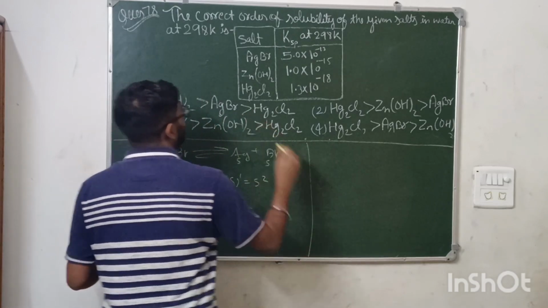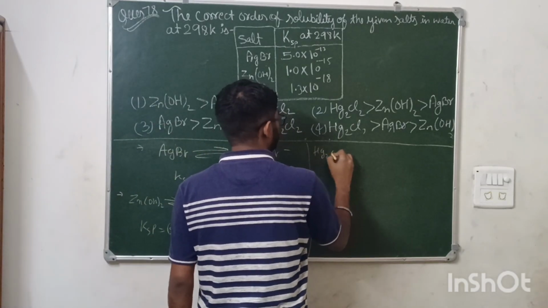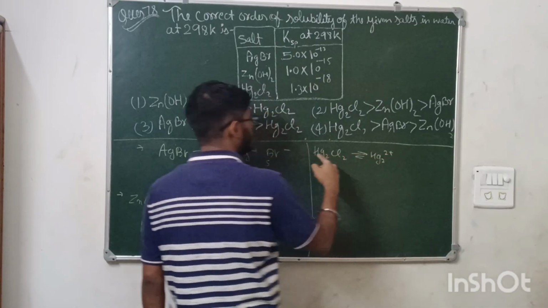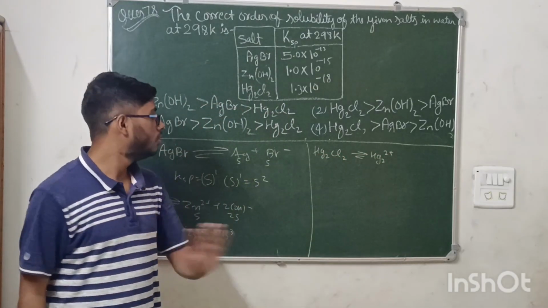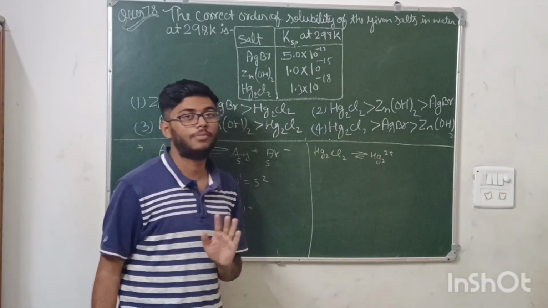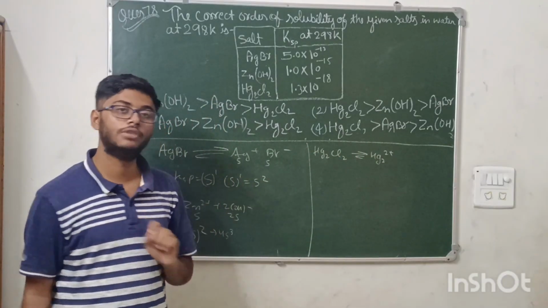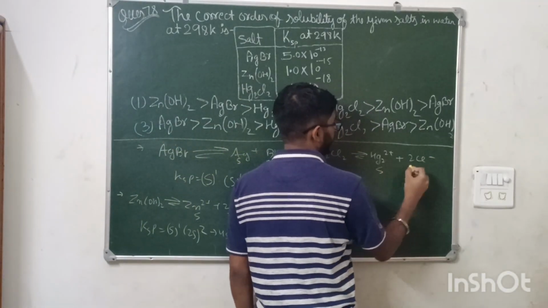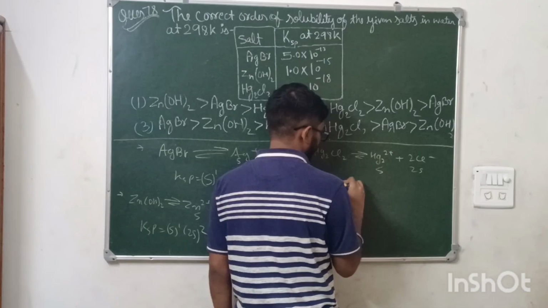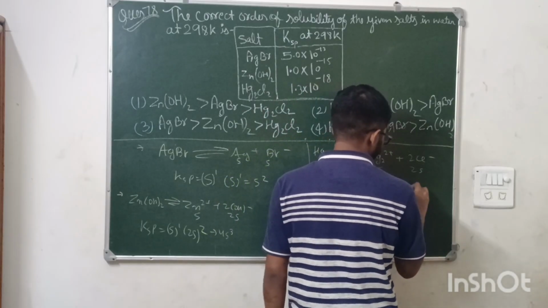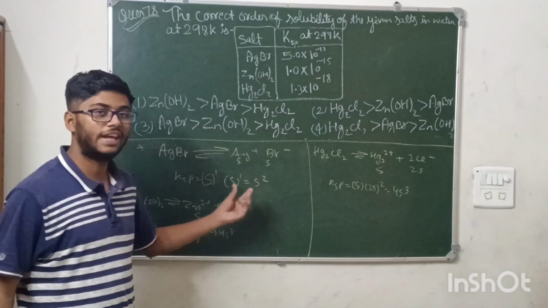Now for Hg2Cl2, it will dissociate into Hg2 2 plus. Many students write 2Hg here. No, Hg2 will be dissociated as Hg2 only. Hg2Cl2 gives Hg2 2 plus and 2Cl minus. So solubility S, 2S. Here KSP will be S into 2S whole square. This will be 4S cube. Now you just have to solve for S.